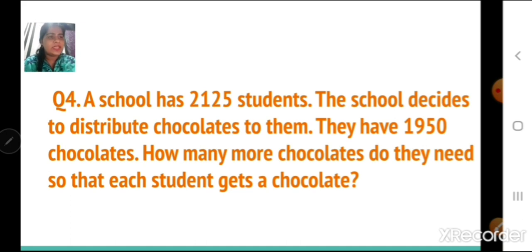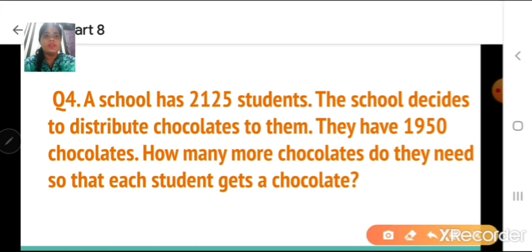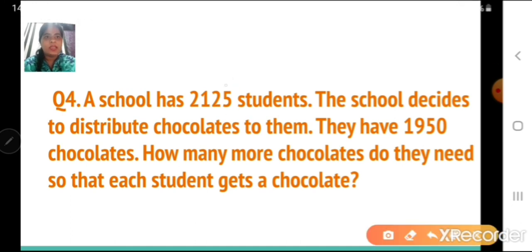Children, do you understand what the question is? Now here in a school there are 2,125 students, the total number of students. Now the school decides to give chocolates to how many students? 2,125 students. But they have only 1,950 chocolates. So that means they need more chocolates so that they can give it to the rest of the children, right? So how much more we need, that we need to find out.